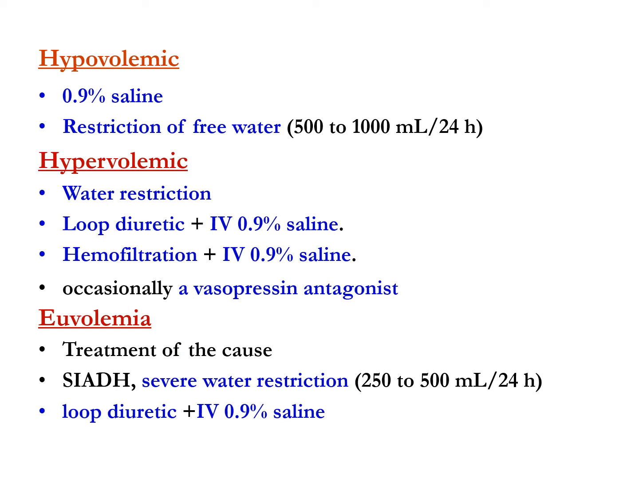Next, we treat according to the volume status of the patient. If the patient is hypovolemic, we give normal saline, and we may need to restrict free water. In a hypervolemic patient: water restriction, loop diuretics plus normal saline, or hemofiltration plus normal saline. Occasionally, a vasopressin antagonist may be needed. In a euvolemic patient, treat the cause if there is hypothyroidism or Addison's. SIADH needs severe water restriction, and may need loop diuretics with normal saline.